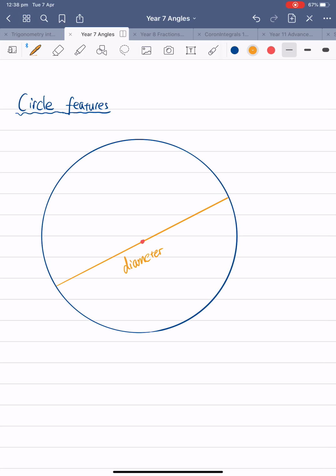Now if we halve that interval, that becomes the radius of the circle. And that's another name you need to know. Starting from the center of the circle and going all the way to the circumference of the circle is called the radius of the circle.